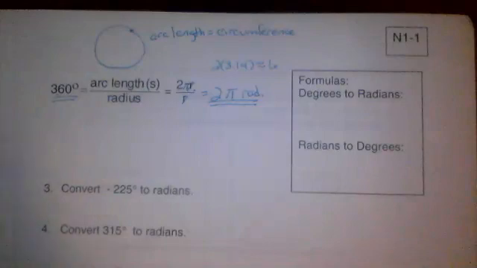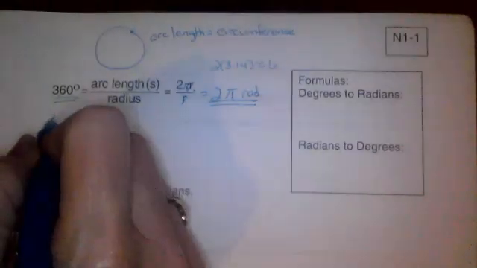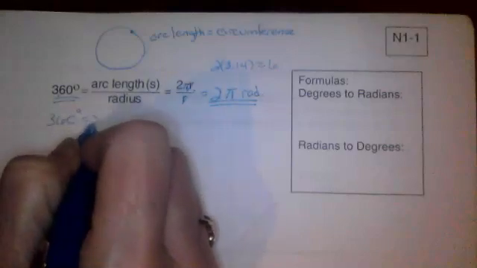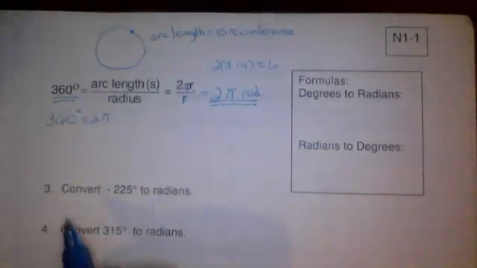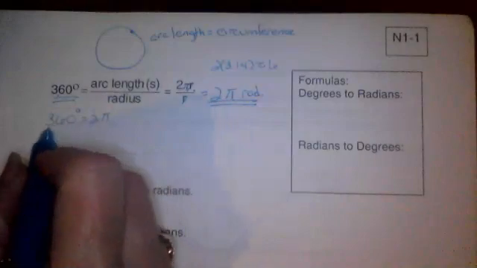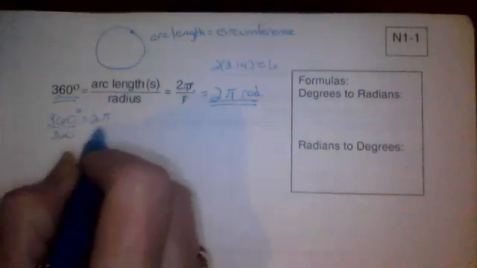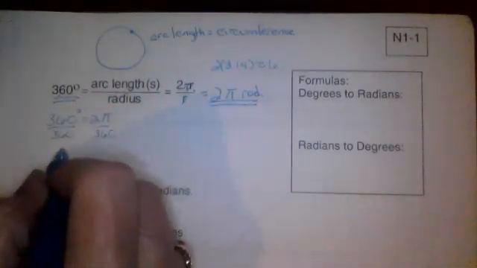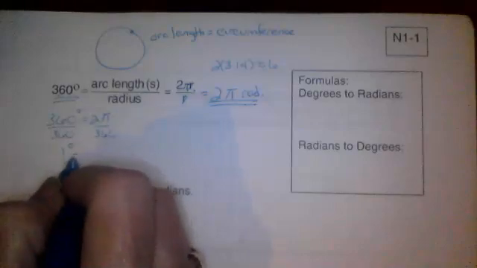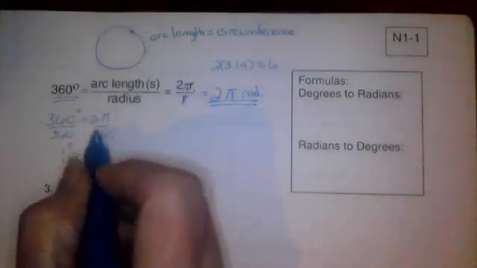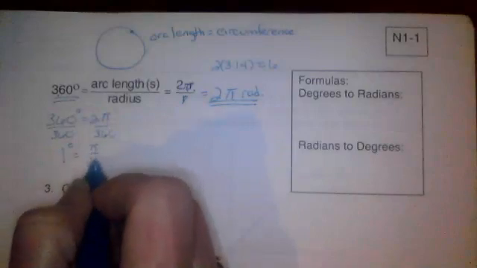Now, if I want to find a way to convert from degrees to radians or radians to degrees, kind of like we convert from inches to centimeters and centimeters to inches, we need some kind of comparison. So we know now that 360 degrees equals 2 pi radians. So if I want to know what 1 degree is, I could divide both sides here by 360, and I would get that 1 degree equals 2 pi over 360. That'll reduce to pi over 180 radians.